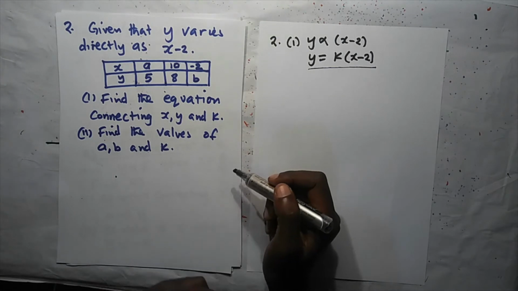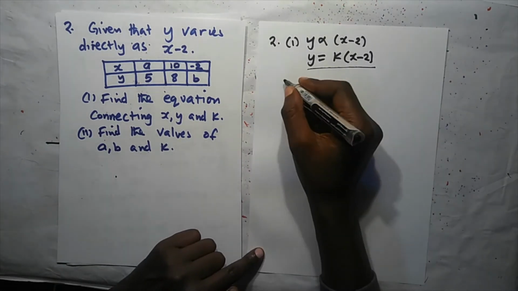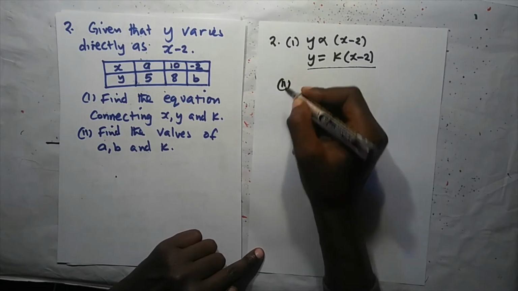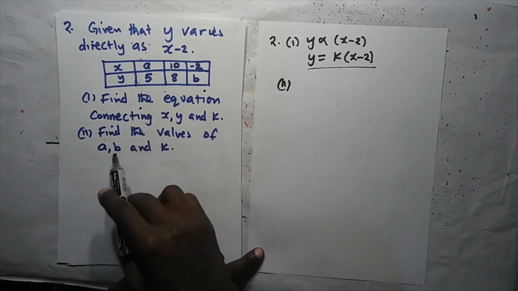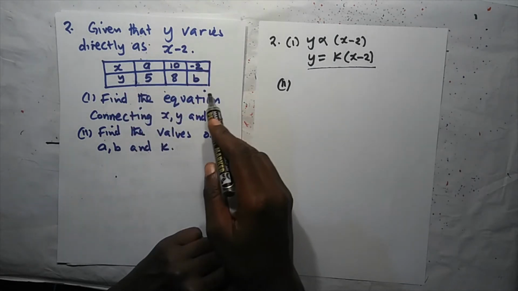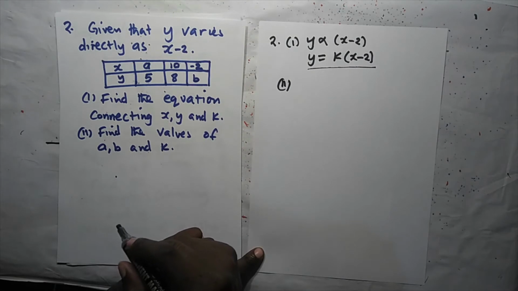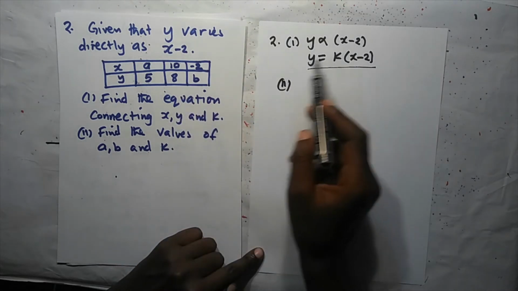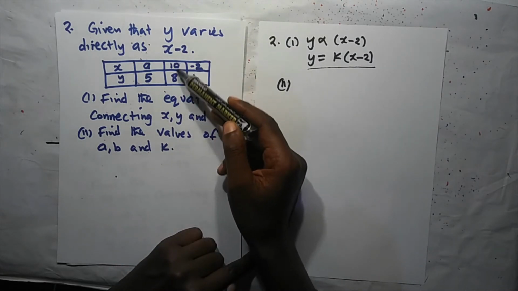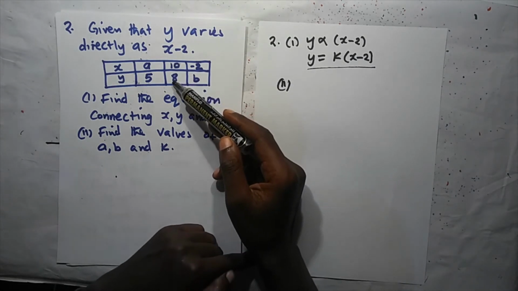So that is the equation that connects. And then the second part of the question, part 2, says find the values of a, b, and k. So we are going to use this table. We are going to complete the table to find the values of a, b, and k. And so the first one that we are going to find is k by using the middle column here, the one that contains 10 and 8.